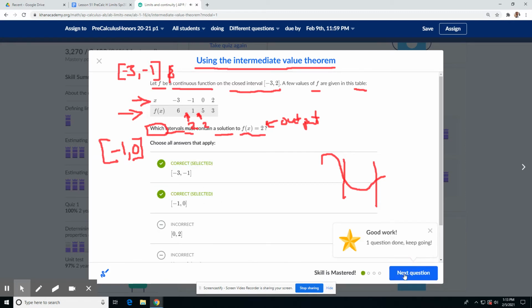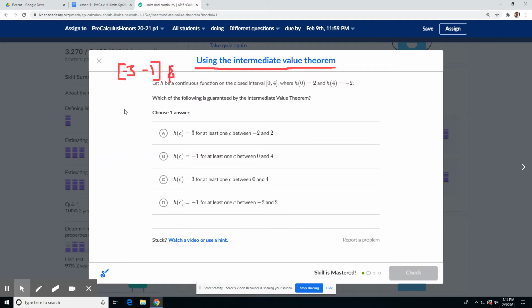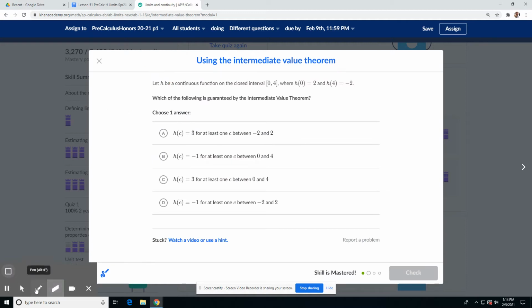So that's basically how we're doing these: we find out where that output's between and then represent it when we look at their inputs, making sure it's a closed interval, just like we've been practicing with continuity. Okay, same game.